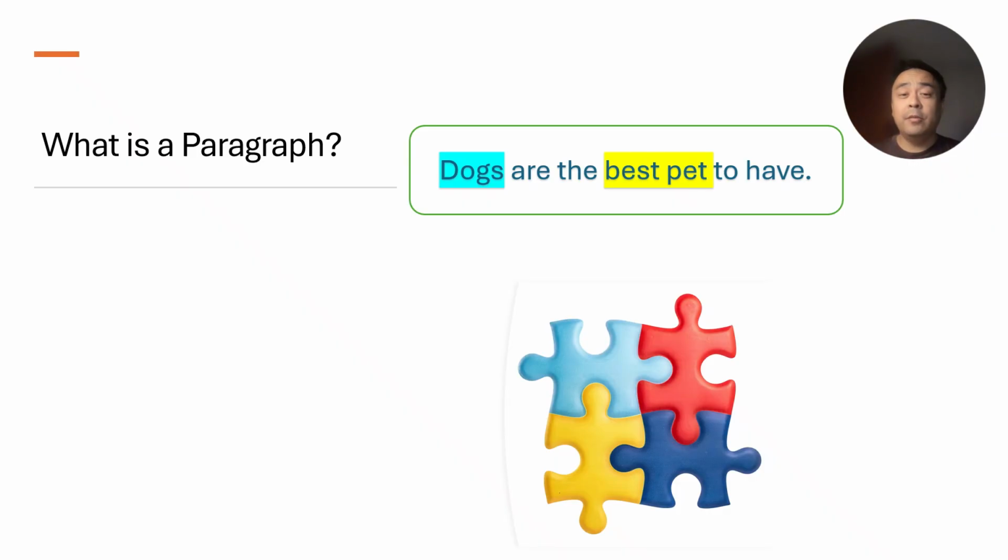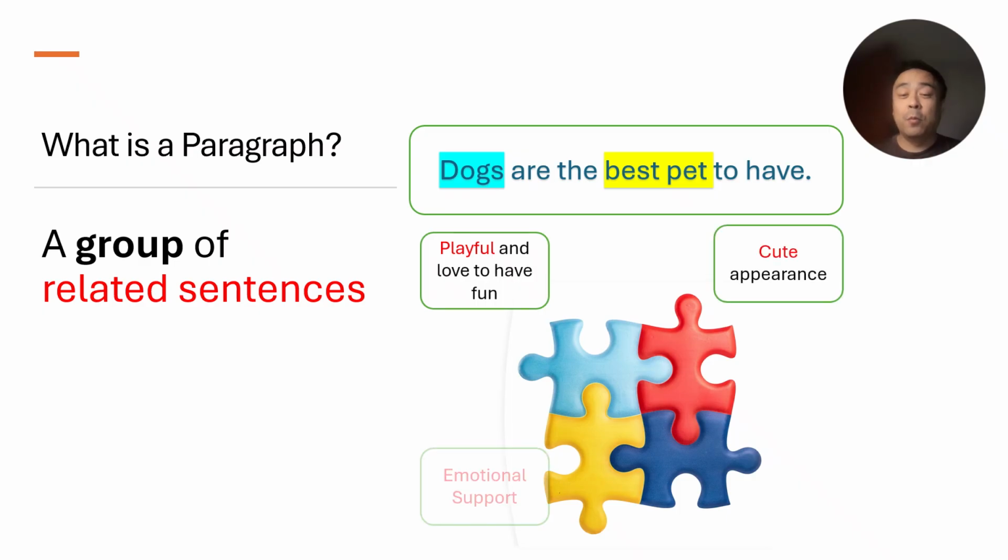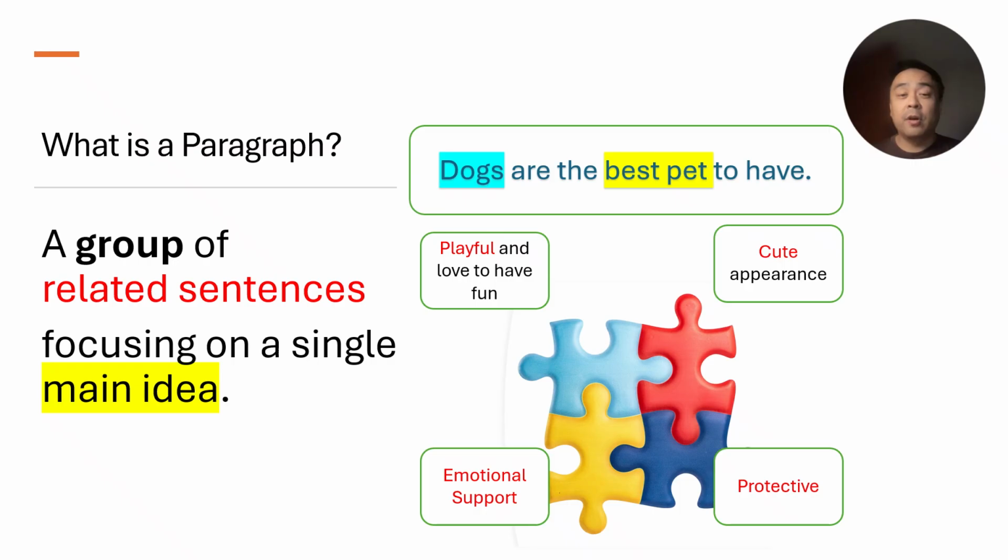So, what is a paragraph? Well, a paragraph is really a group of related sentences, for example, with four ideas or three ideas, and they focus on a single main idea, in this case, the best pet.